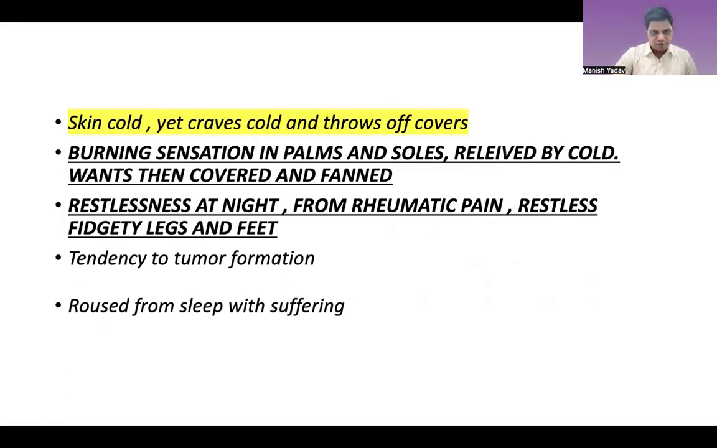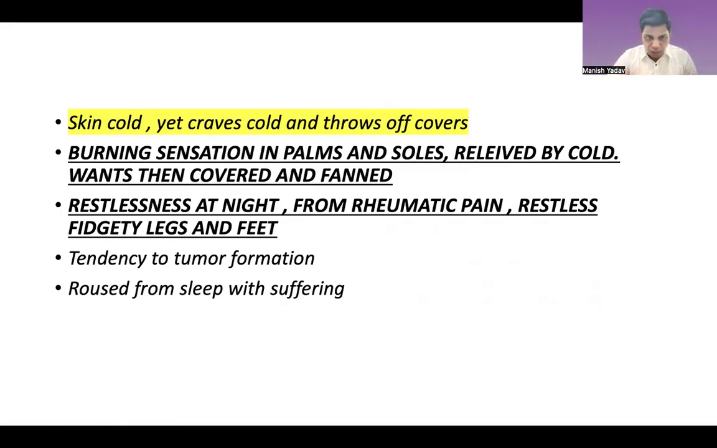Tendency for tumor formation. Rouse from sleep with suffering. So night is a problem for Medo also, like syphilis. So you'll find there's one very important symptom. Patient is lying down. Oh, suddenly they will wake and they are suffering in the night. We think it is syphilitic. No, there could be Medorrhinum. Just look into the background. So try to remember the symptom, very important. It comes very close to syphilitic remedies, but it is not syphilis, it is Medo. Roused from sleep from suffering. So they suffer, and they get up and they have all the troubles.